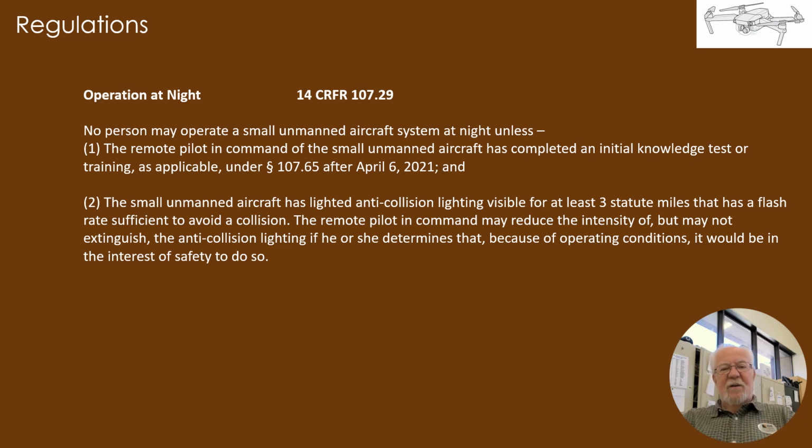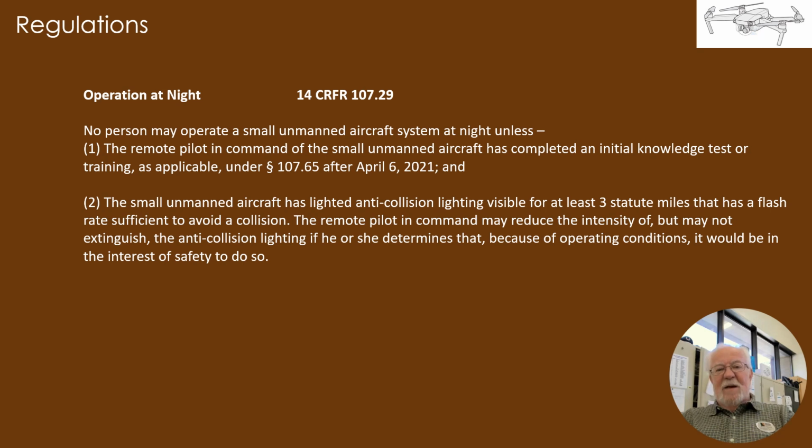Second, unmanned aircraft must be equipped with or have attached to it anti-collision lighting visible for 3 statute miles that has a flash rate sufficient to avoid a collision. You can't just have a solid light. And it's got to be bright enough, so it's probably not the lights that are already on the drone. They're pretty dim, arguably, and they don't normally flash. Anyway, this is important because there are questions about this.